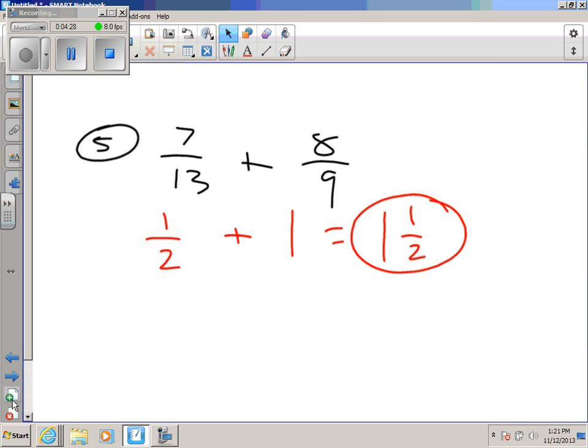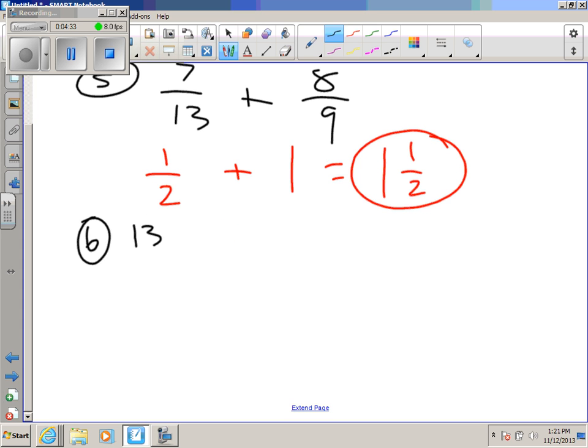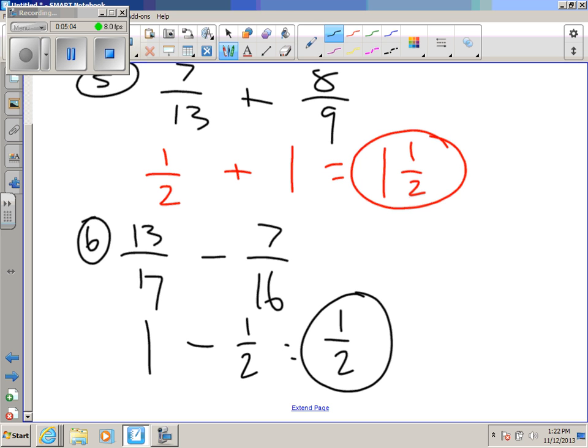Number 6, 13/17 minus 7/16. Well, we didn't have a 13/17 up top, but we did have a 14/17. What do we do with the 14/17 up top? Number 3, we put it to 1. So I would still say 1 is a pretty good estimate there. And 7/16, half. Now 1 whole minus half is half.